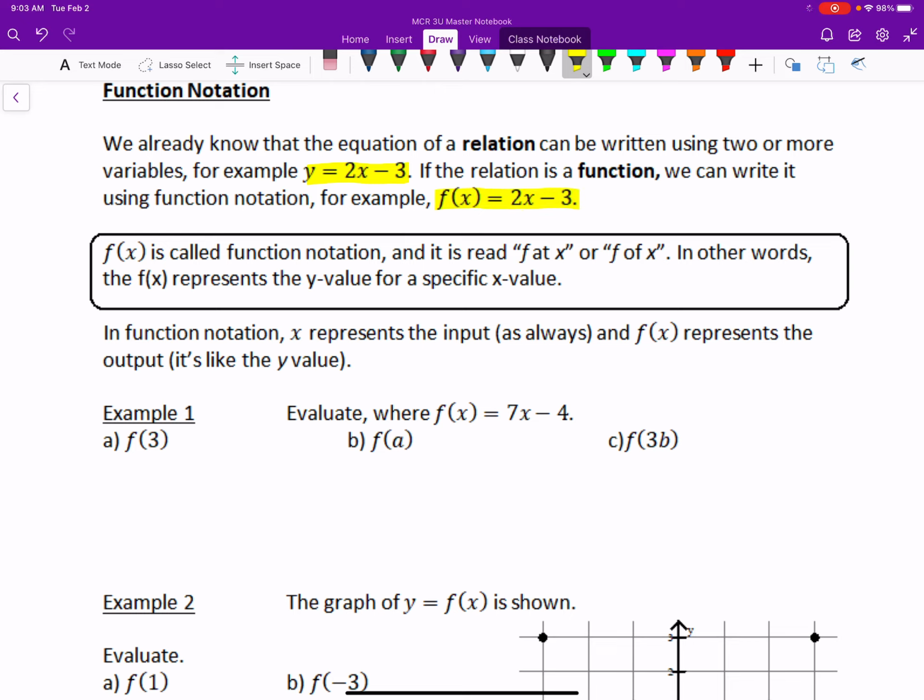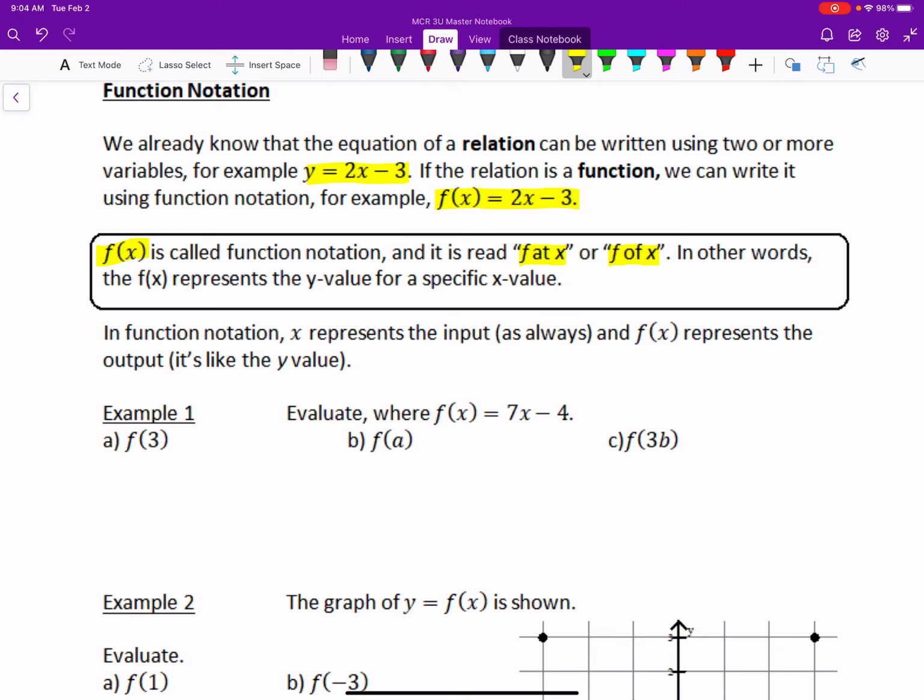Notice how these actually represent the same relation. The right-hand side of each equation is 2x minus 3. It's just the left-hand side that's different. Instead of y, we've swapped out this f bracket x end bracket. And that f bracket x end bracket is called function notation. I would never read it like that normally. How I would normally say it is f at x or f of x.